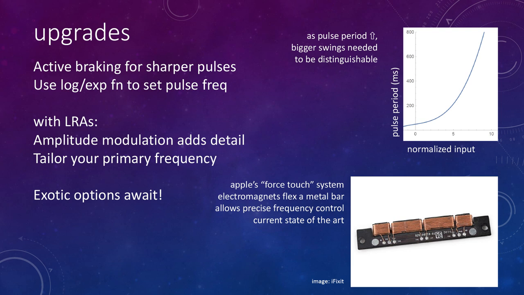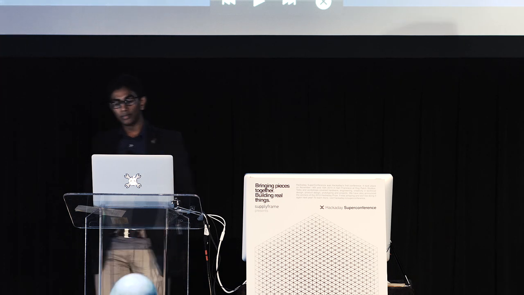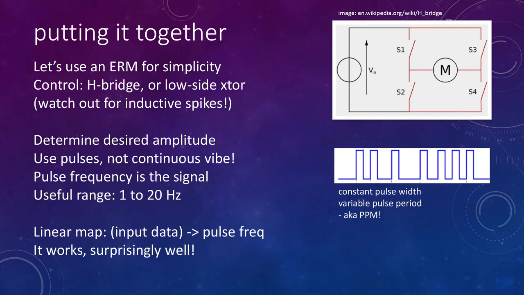So what we can start doing is actively braking the motor, and this does a couple of things. Active braking first increases the sharpness of our wave. I did show a square wave, but really it's not going to look like that in terms of the amplitude or the feedback that the user feels. The pulses are not as sharp because the motor has inertia in starting and stopping. So if we actively brake, we are able to get crisper pulses and at the same time save power.